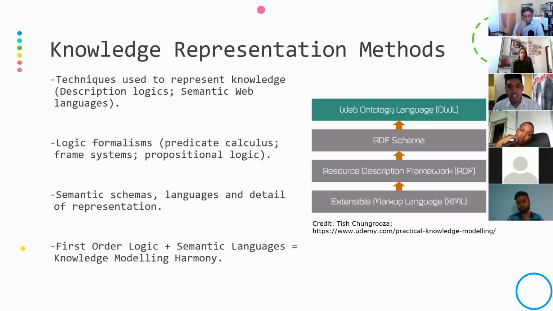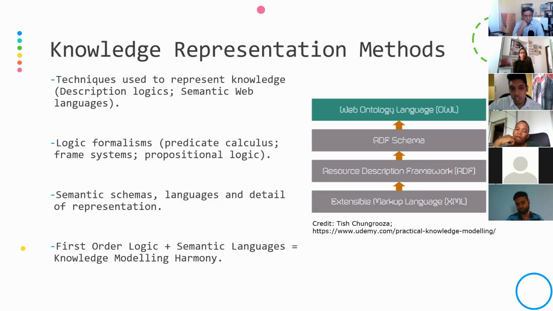So as far as knowledge representation methods are concerned, there are techniques used to represent the knowledge that we find from the data, and these are description logics and semantic web languages as well. The logical formalisms which I've been working with are predicate calculus. There's also frame systems and propositional logic. And this is relevant not just to my field of research, but also agent-based modeling, whereby there's work done with the virtual agent and so on and so forth. It's a tried and tested field and it works quite well.